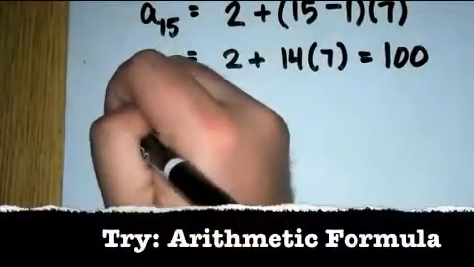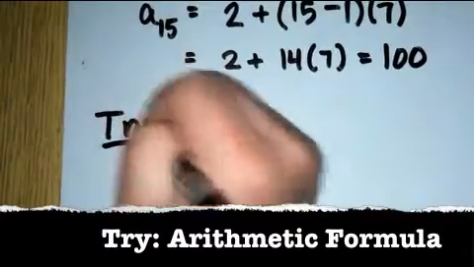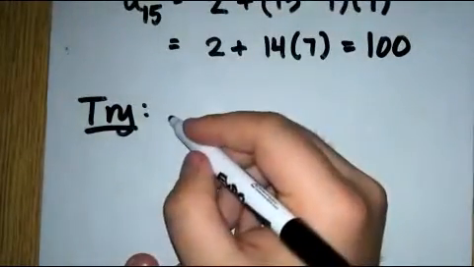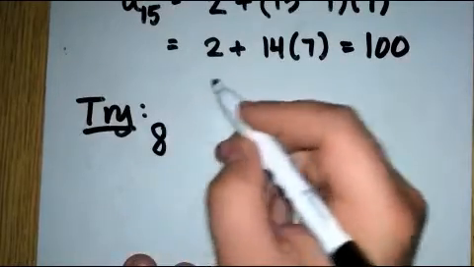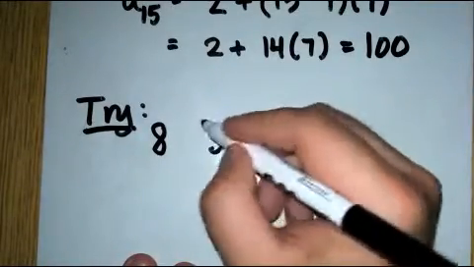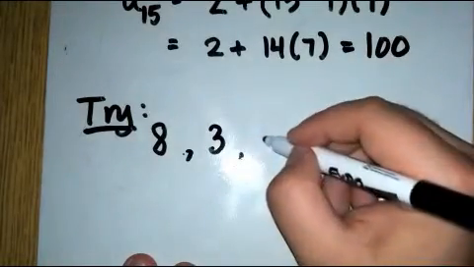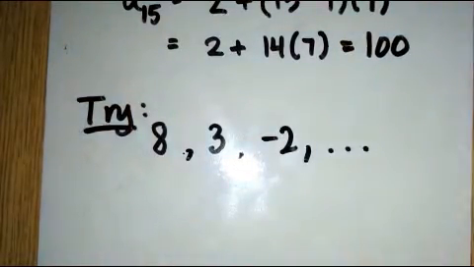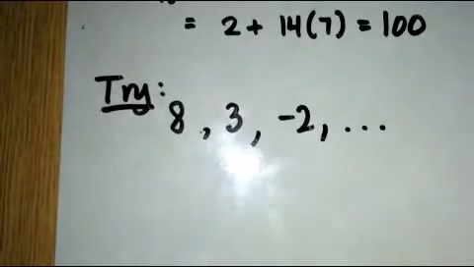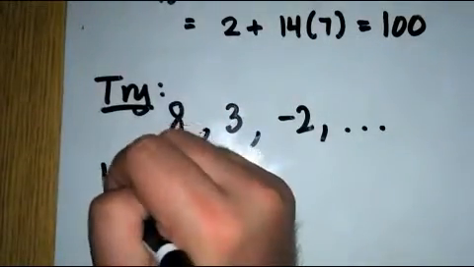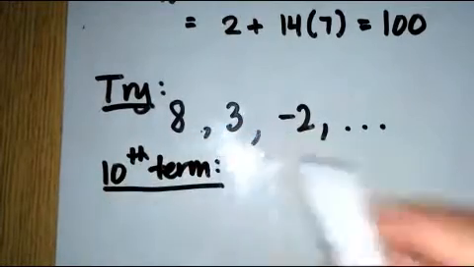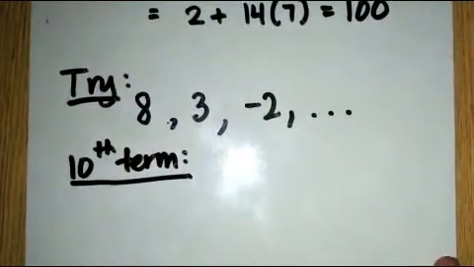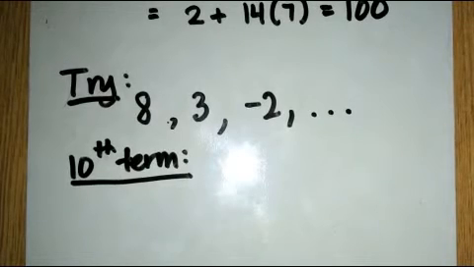Okay, so let's have you try one for a moment. Let's do 8, 3, and negative 2, dot, dot, dot. And I want you to tell me what the 10th term is. Okay, so take a moment, see if you can figure this out. Remember, you need the start value and the common difference, and see where we can go from there.